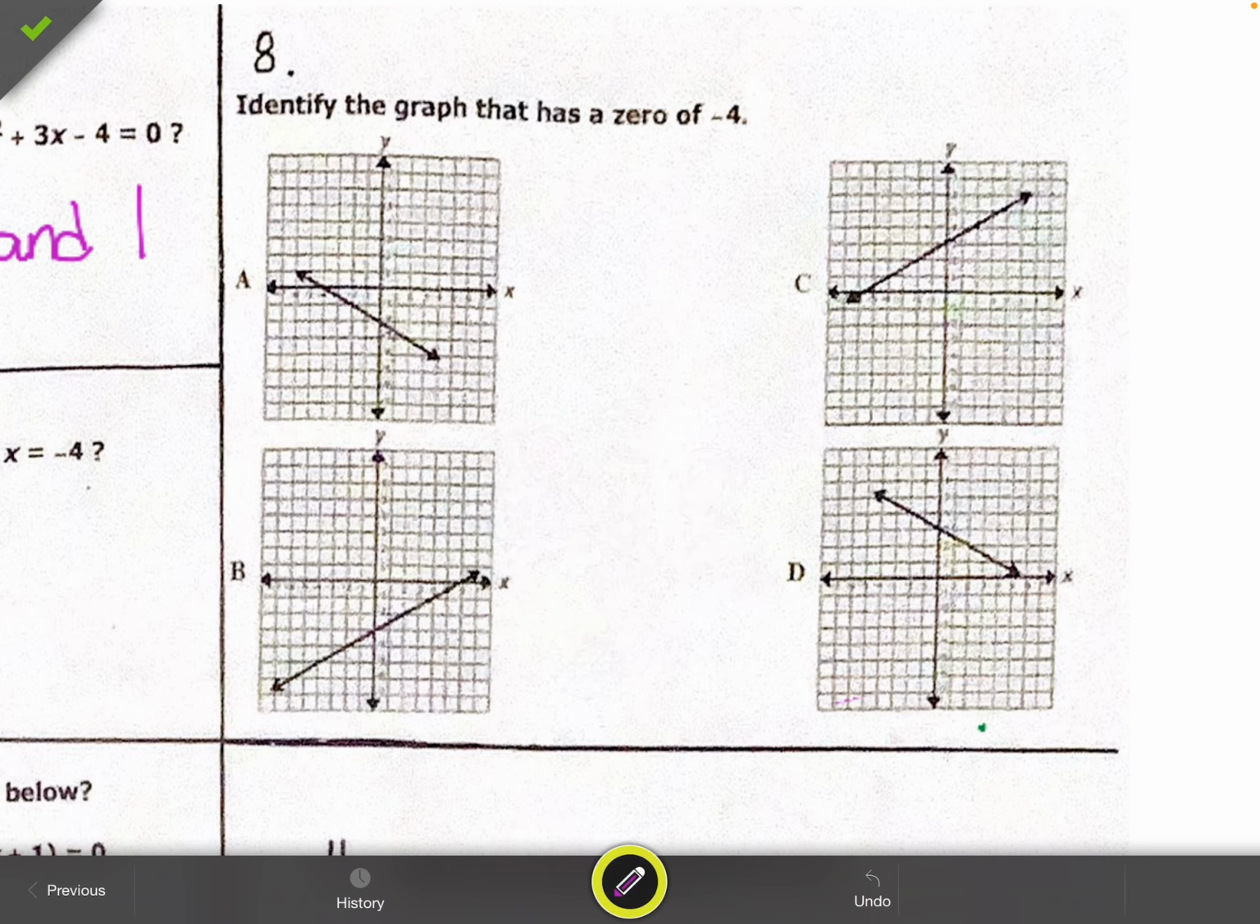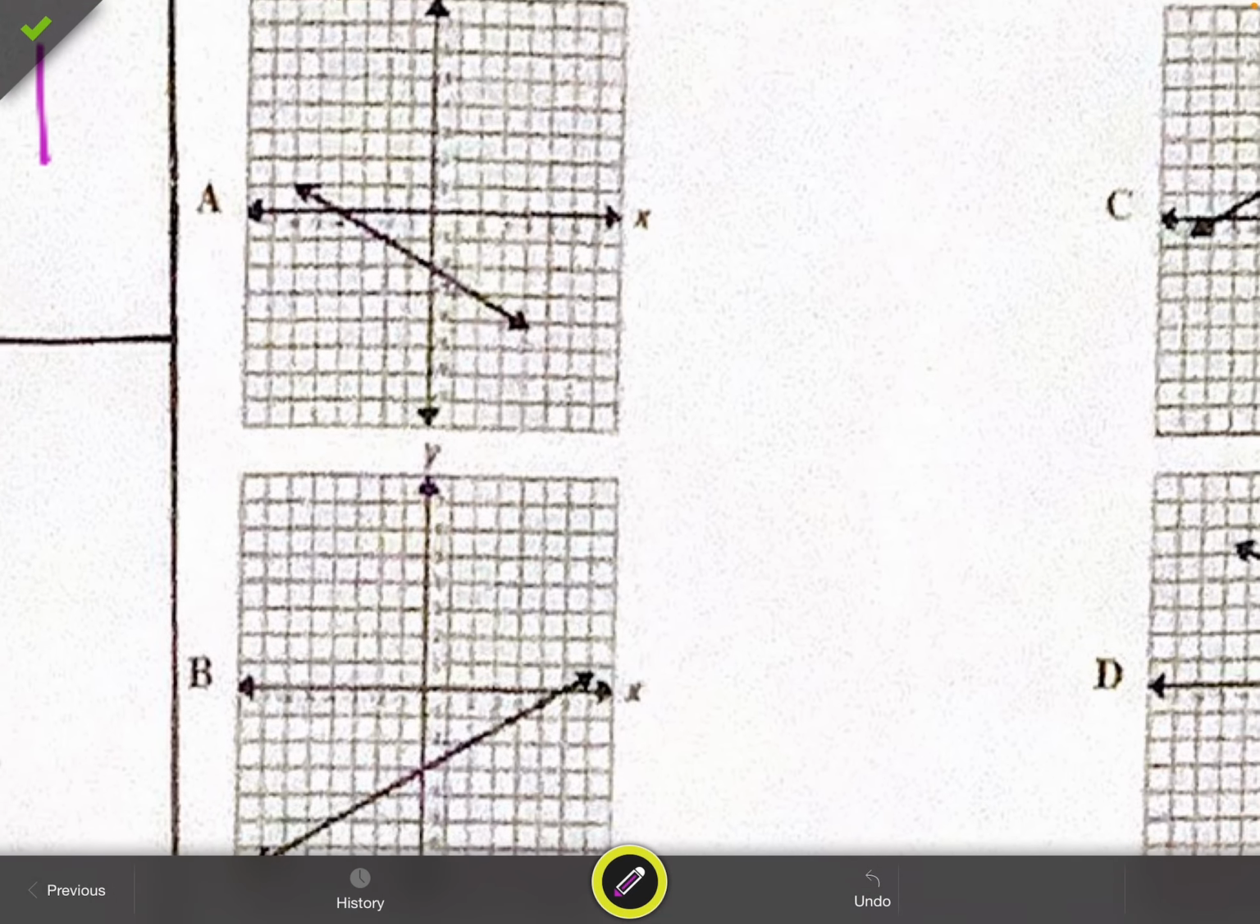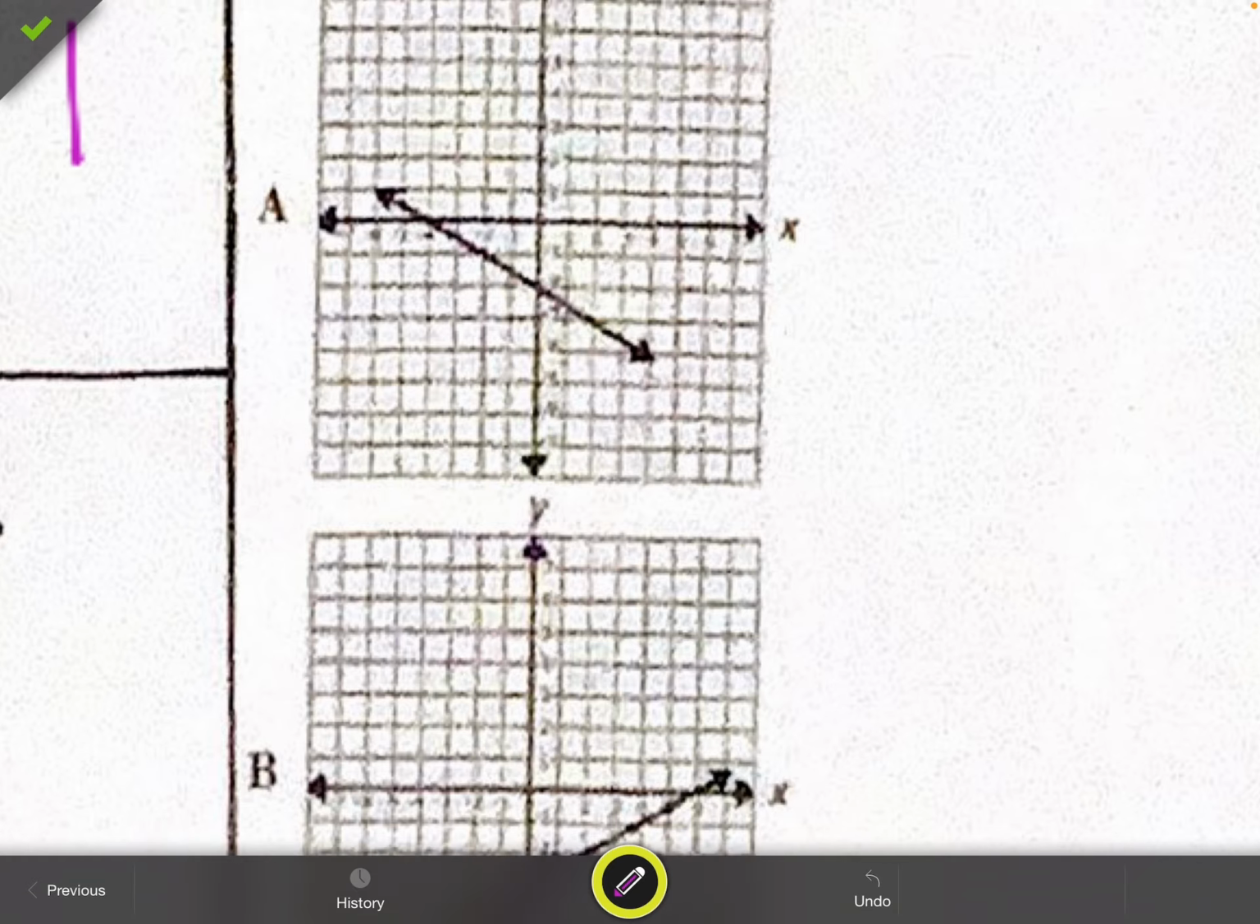All right, so identify the graph that has a zero of -4. So again, keyword. If you know what this means, this is easy. If you forget what zero means, it gets a little bit more complicated. It means x-intercept. So this time they're not parabolas, they're not quadratics. These are linear equations that they've graphed, and the graphs aren't the greatest, but we can still look at them.